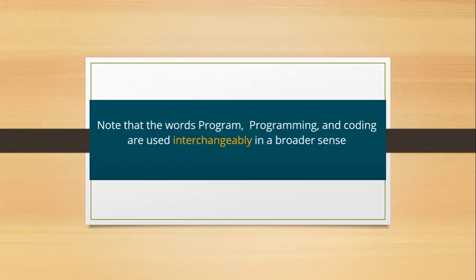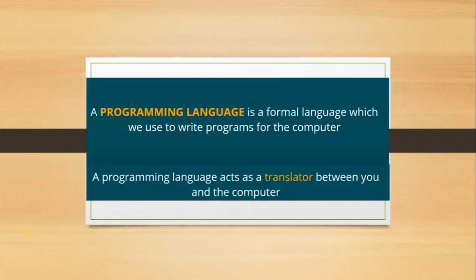Note that the words program, programming, and coding are always used interchangeably in a broader sense. So you will find people saying, I'm coding, or I'm writing a program, or I'm programming. These words are basically just used interchangeably, and people use them the way they want. So whenever you find somebody saying, I'm coding, I'm programming, or writing a program, then you should just understand whatever this person is talking about.